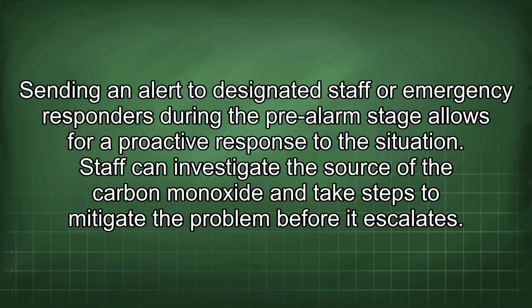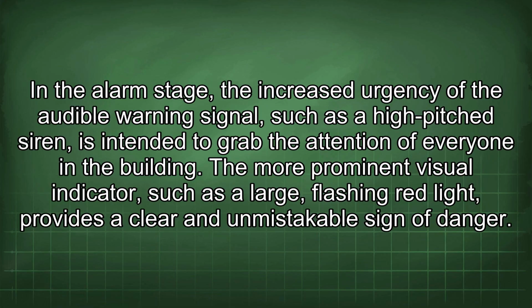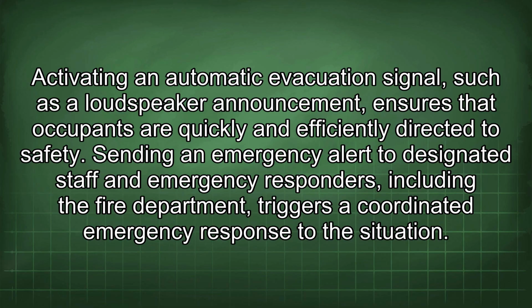In the alarm stage, the increased urgency of the audible warning signal, such as a high-pitched siren, is intended to grab the attention of everyone in the building. The more prominent visual indicator, such as a large, flashing red light, provides a clear and unmistakable sign of danger. Activating an automatic evacuation signal, such as a loudspeaker announcement, ensures that occupants are quickly and efficiently directed to safety. Sending an emergency alert to designated staff and emergency responders, including the fire department, triggers a coordinated emergency response to the situation.